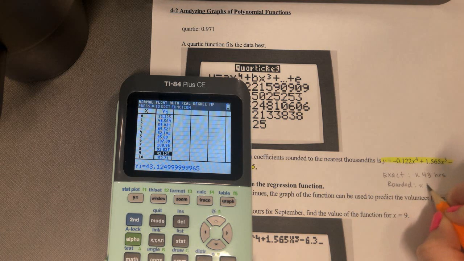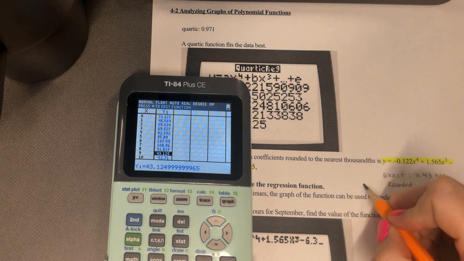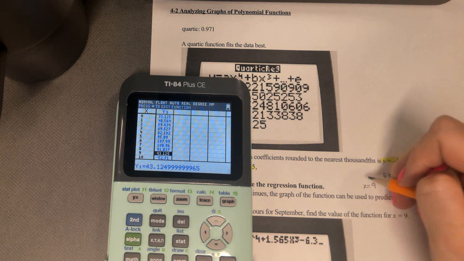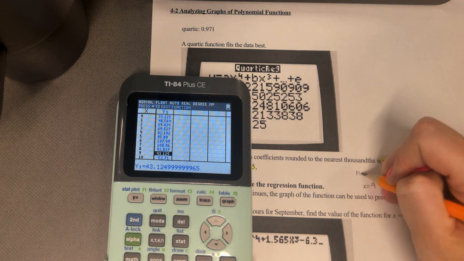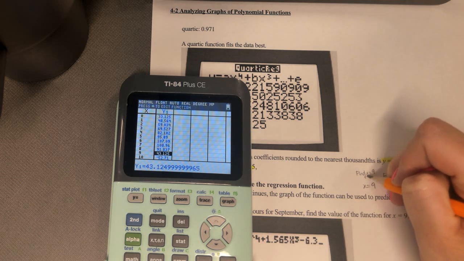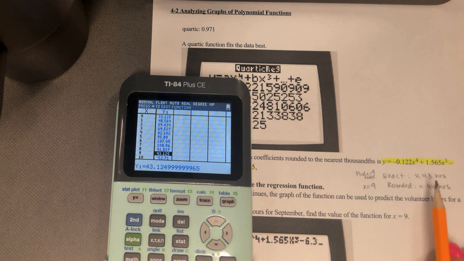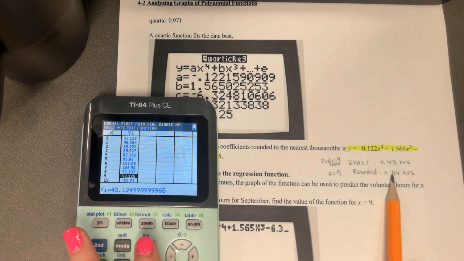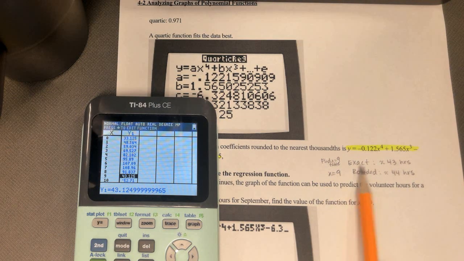That's right. The rounded one is where you plug in x equals 9 to your equation. In this one, you find x equals 9 on your table. So I would count either one of those correct. Sometimes they're actually a little bit further apart, but whether you did the exact or the rounded, I would count it right.